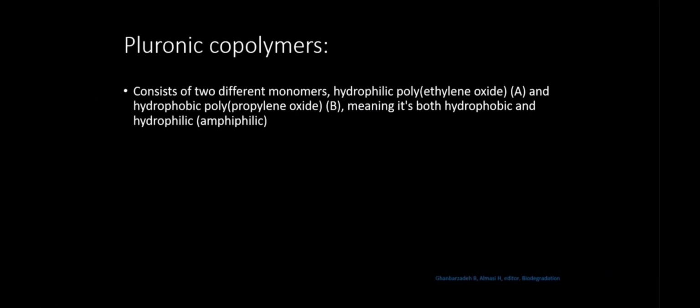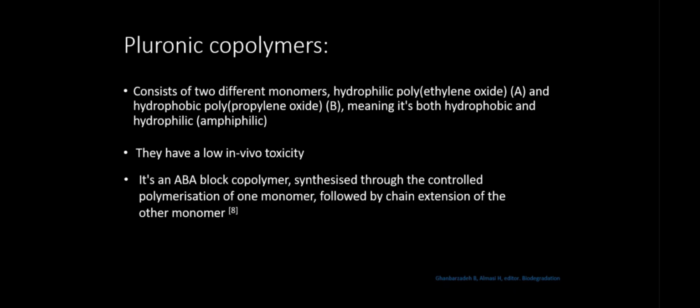Chloronic copolymers. These are polymers that consist of two different monomers. One is hydrophilic polyethylene oxide, which we will call A, and the other is hydrophobic polypropylene oxide, which we will call B. This makes it both hydrophobic and hydrophilic, and it's therefore amphiphilic. They have a low in vivo toxicity. It's an ABA block copolymer synthesized through the controlled polymerization of one monomer followed by a chain extension of the other monomer.